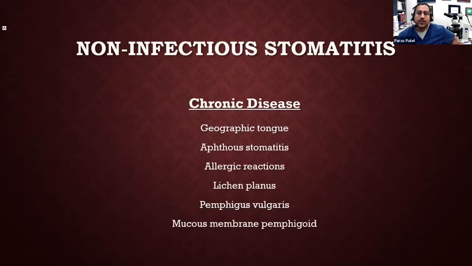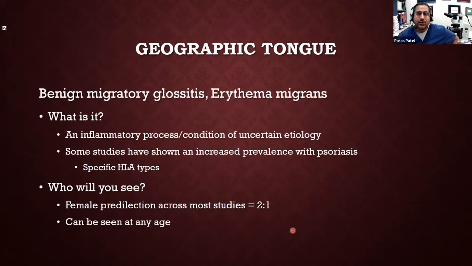All right, so non-infectious stomatitis. These are some chronic diseases. Geographic tongue. Everybody should be pretty familiar with this, also called benign migratory glossitis or erythema migrans. It's an inflammatory process or condition. We don't know what really causes it. There are some links with specific HLA subtypes and psoriasis. So for some individuals, it may be linked to the fact that they do have psoriasis or this specific HLA subtype. Typically, we're going to see it in females, but you can see it in males as well, a 2-to-1 predilection, and it can be seen at any age. Very rarely do we see this in the pediatric population, but on occasion, you could see this in a child, all right?